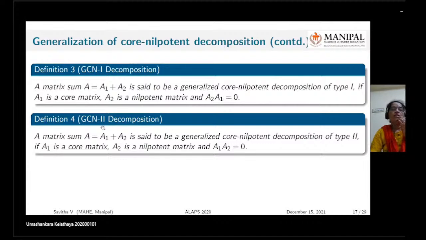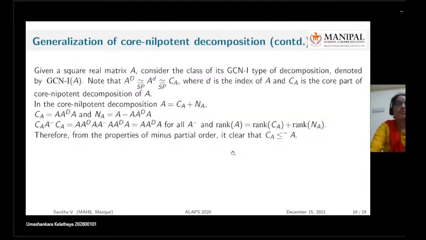And it is said to be GCN2 type decomposition if A1 is a core matrix, A2 is a nilpotent matrix, and A1 A2 equals 0. Now, for characterizing the GC1 of A, we consider the following property of the co-nilpotent decomposition.